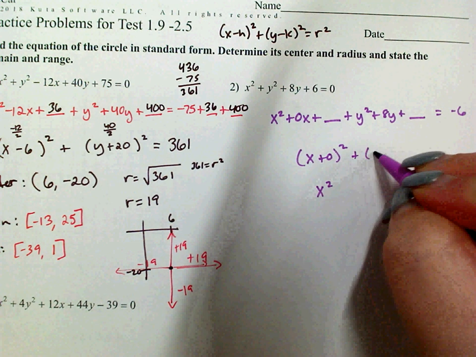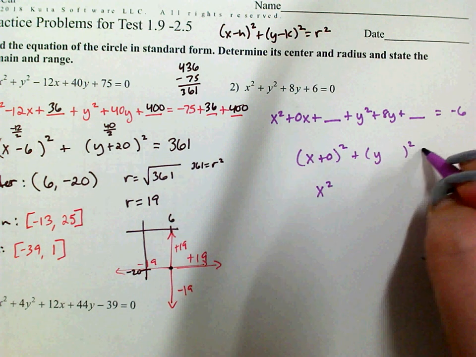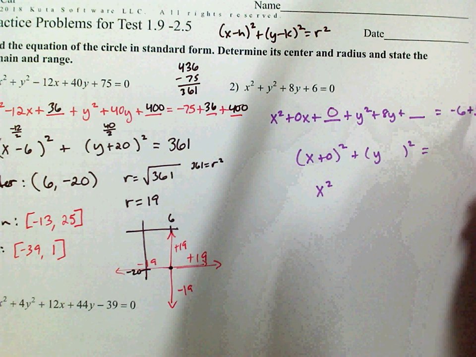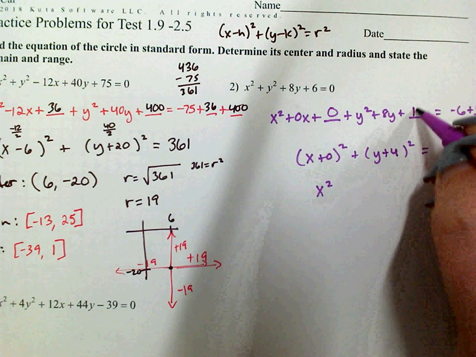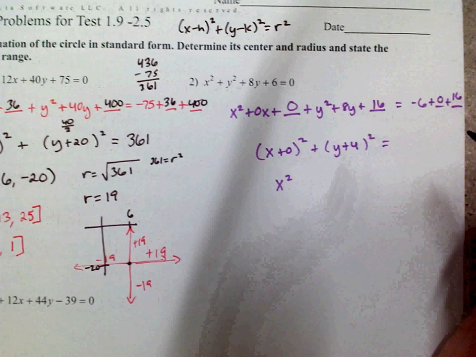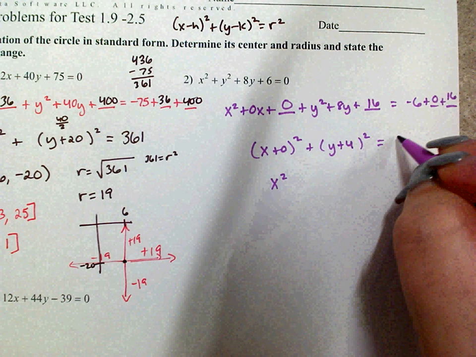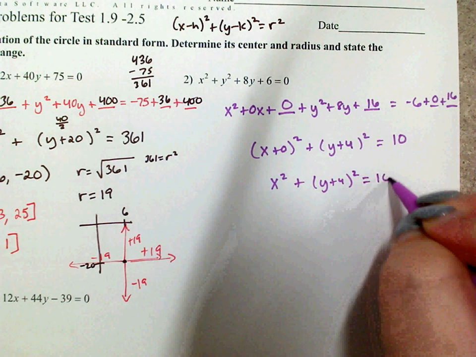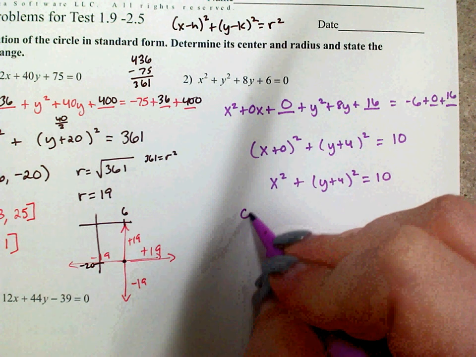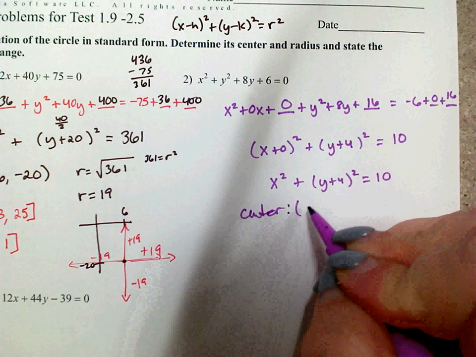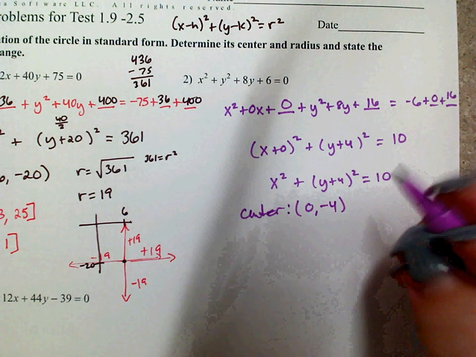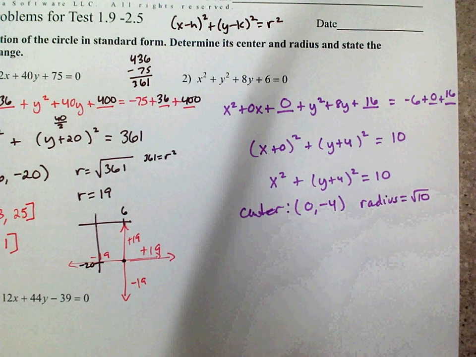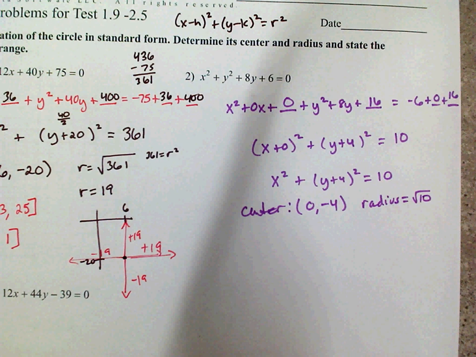So plus y quantity squared, and I already know this one's 0 and 0. 8 cut in half is 4, 4 squared is 16, so plus 16, which makes this right here negative 6 plus 16, a 10. All right, so I've got x squared plus y plus 4 quantity squared equals 10, which means my center is the point 0, negative 4, opposite on the inside, and my radius is the square root of 10, because if r squared equals 10, then the radius is just the square root of 10.